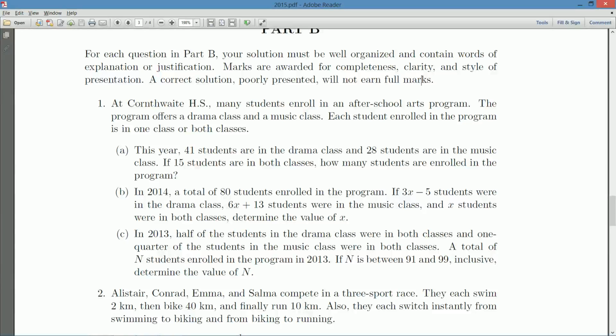At Cornthwaite, that looks British enough that I'm probably pronouncing that wrong. But at Cornthwaite High School, many students enroll in an after-school arts program. The program offers a drama class and a music class. Each student enrolled in the program is in one class or both classes, so nobody's in no classes. So we got A, B, and C. They're probably going to increase in difficulty. Let's see here. A: this year, 41 students are in the drama class and 28 students are in the music class. If 15 students are in both classes, how many students are enrolled in the program?